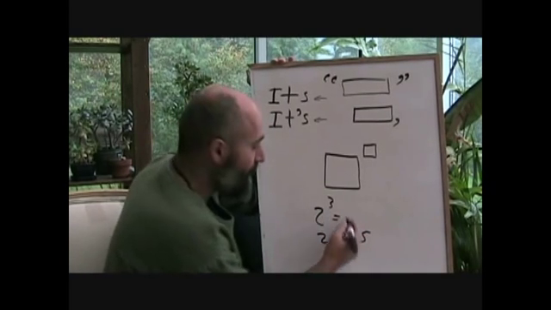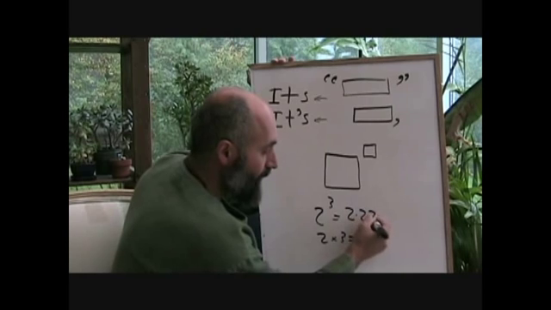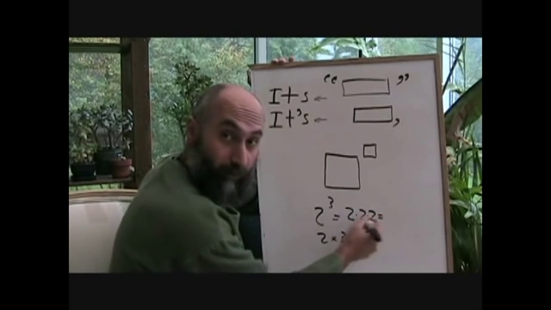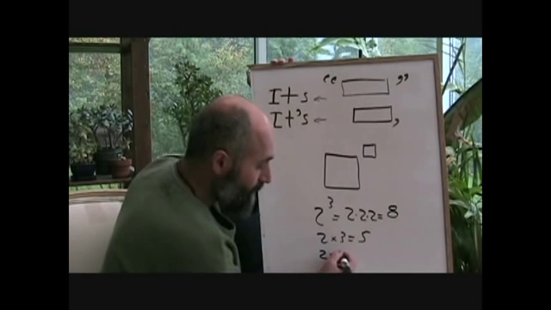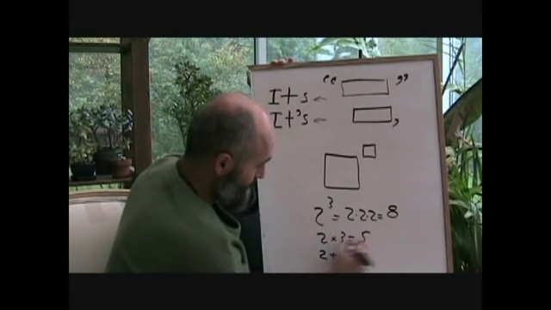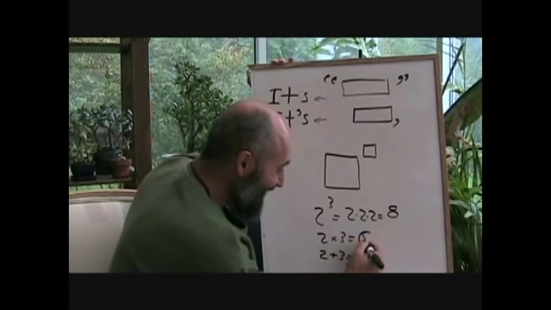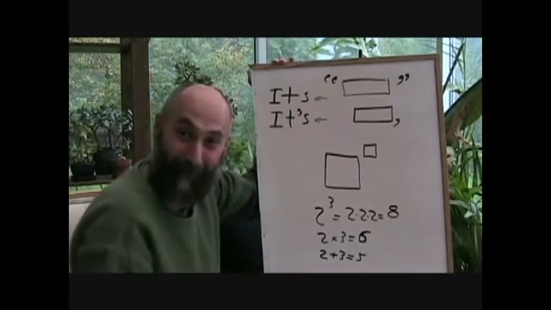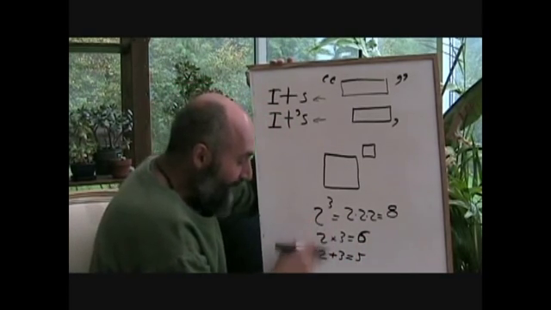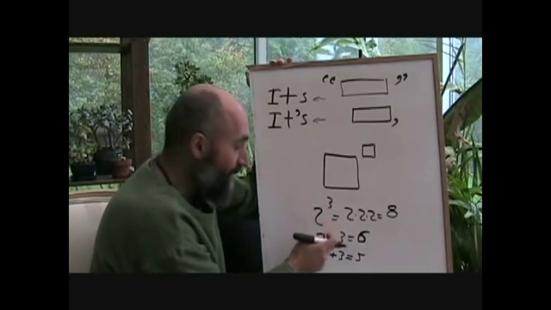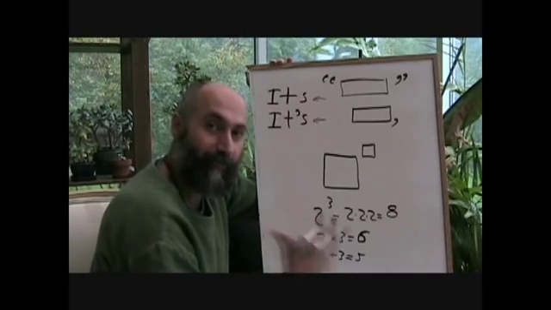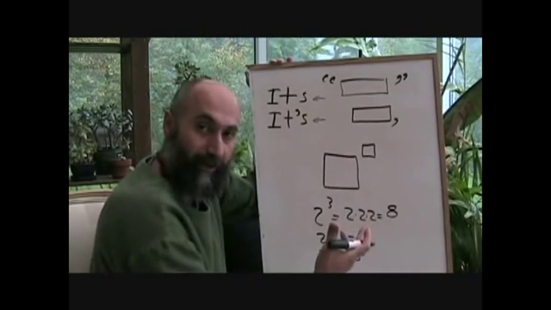2 to the power of 3 is 2 times 2 times 2, which is 2 times 2 is 4, times 2 is 8. Okay? Which means totally something else than 2 times 3, which is 6, and 2 plus 3 is 5, right? So, depending on where you place the same two numbers and what you put between them, they have different meanings, just like any other language.